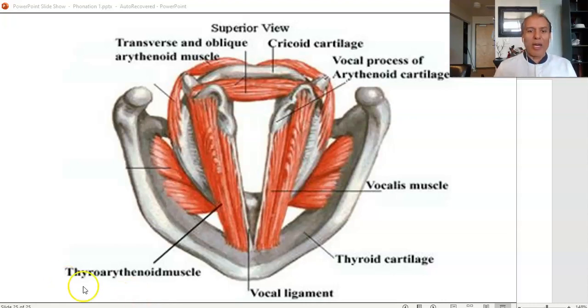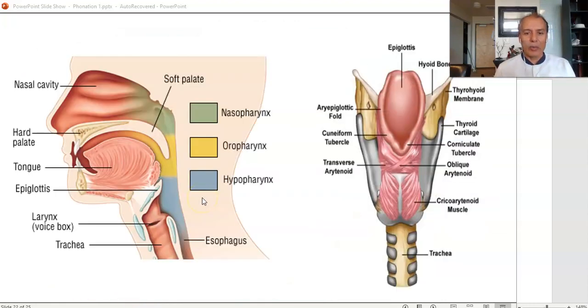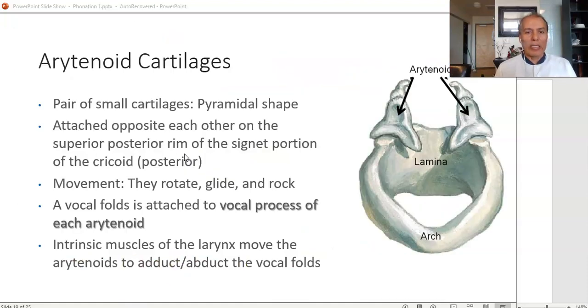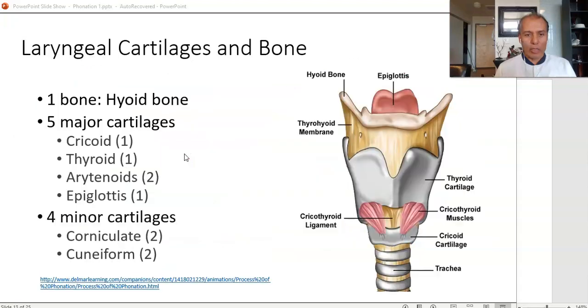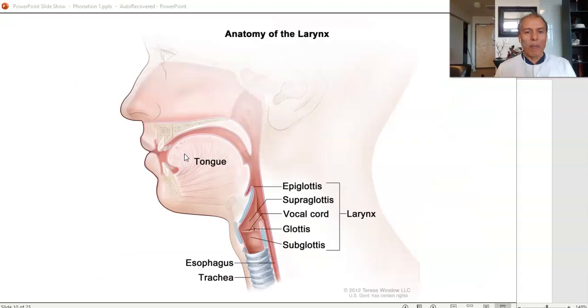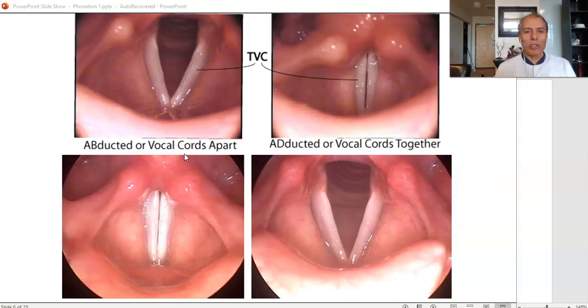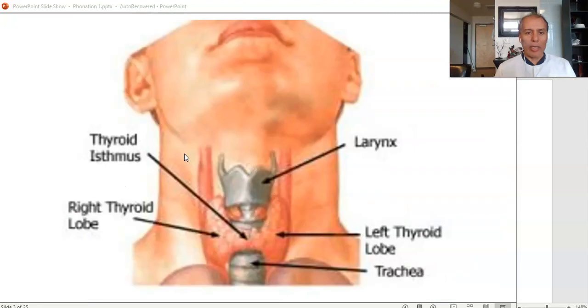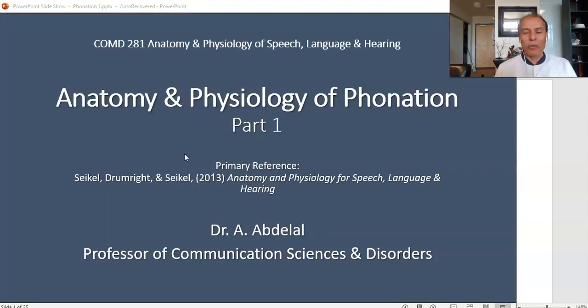Hello, I'm Dr. Ahmed Abdelal, and we are going to speak about phonation today. This is the second unit in the anatomy and physiology for speech, language, and hearing for students of speech language pathology.